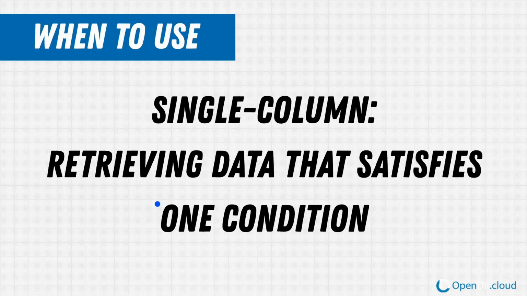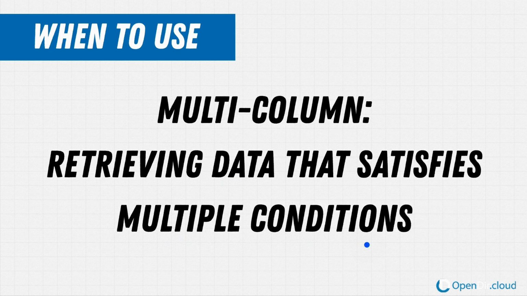Then you have the decision to make of when you're going to use a specific index. So when are you going to use single column? Well, if you're retrieving data that satisfies one condition, so you're always trying to satisfy one condition, then you're going to use a single column index. Multi-column is when you're retrieving data that satisfies multiple conditions. Again, a where clause that is trying to apply against multiple cases. You're having ands or ors, stuff like that.